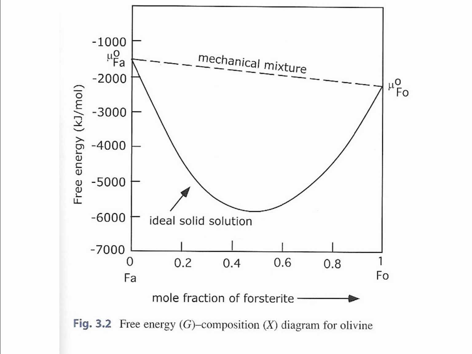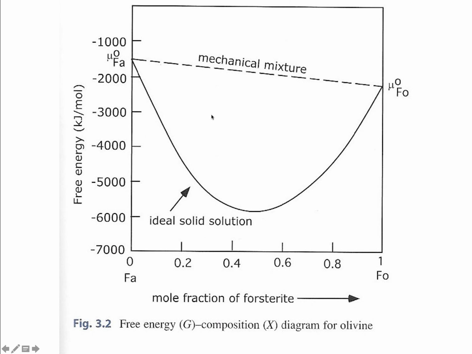So here we have the other diagram. On the x-axis we have the solution series between fayalite and forsterite. You know the forsterite, that is the Mg2SiO4 olivine, whereas the fayalite is the Fe2SiO4 olivine. And here we have the free energy in kilojoule per mole. That is the Gibbs free energy.